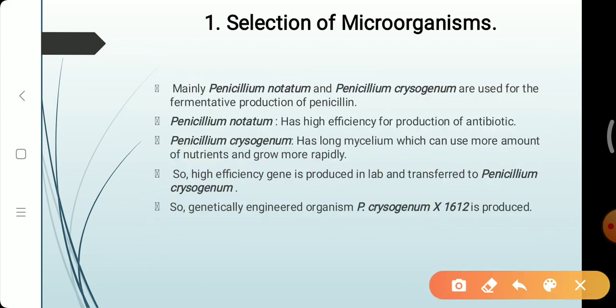First step is selection of microorganisms. Mainly we use the fungi Penicillium notatum and Penicillium chrysogenum. Penicillium notatum has high efficiency for the production of antibiotic, whereas Penicillium chrysogenum has long mycelia, which use more nutrients and grow more rapidly. So we transfer the gene of Penicillium notatum into Penicillium chrysogenum. Ultimately we obtain the genetically engineered Penicillium chrysogenum X1612. This strain we will use for penicillin production.